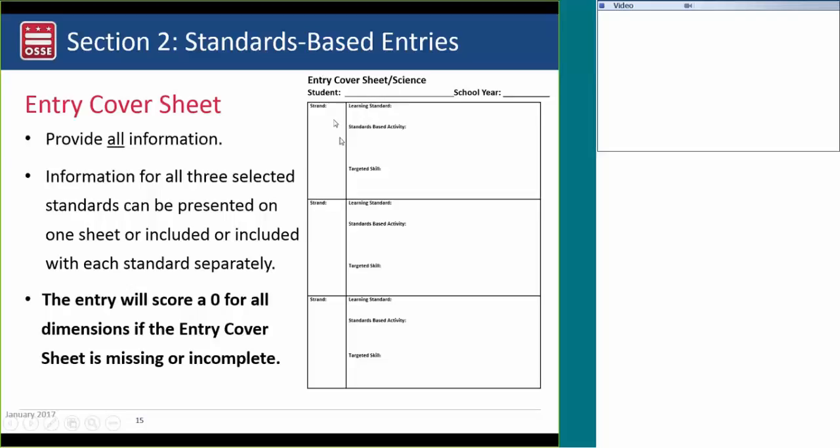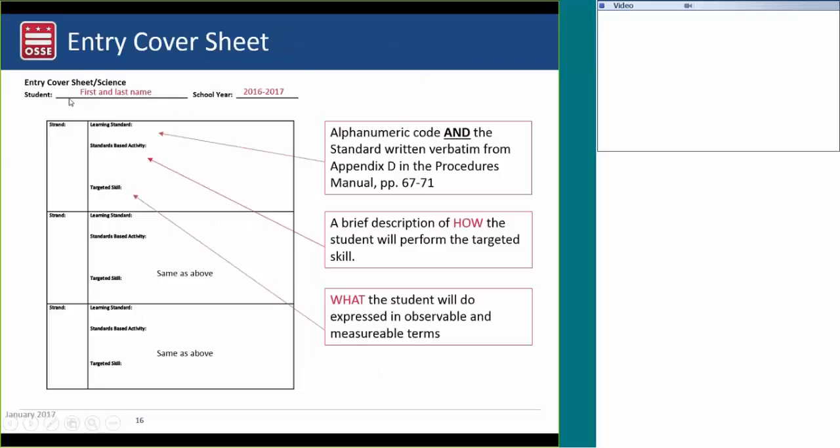Okay, information for all three strands and standards can be included on the same sheet. You may only include one entry cover sheet in your whole portfolio. If you do that, all three of these sections must be filled out completely. Now let's talk about what those things are. Student first and last name. This is the enrolled first and last name. Barbara Jones. Okay.